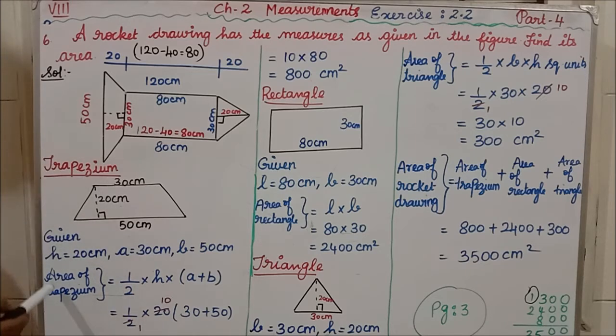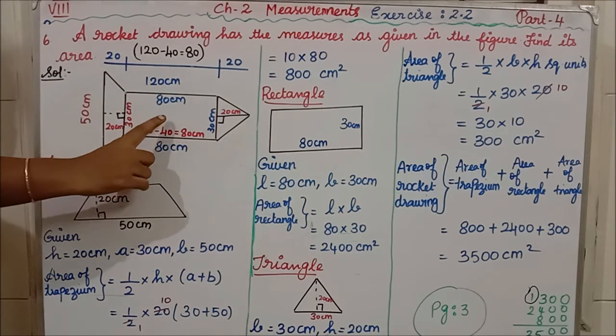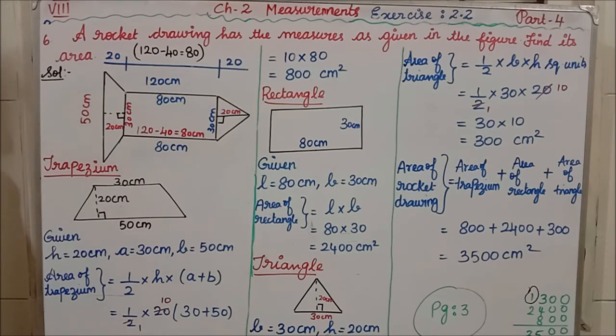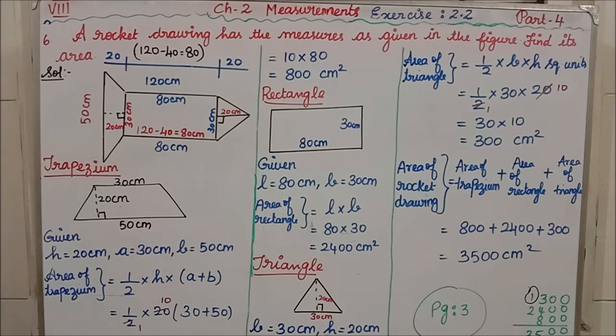Clear all of you, how we have calculated the area of trapezium? Yes, this figure's area we have calculated. Then I am going to solve the area for the rectangle. I have drawn the rectangle shape separately. Can you understand it?